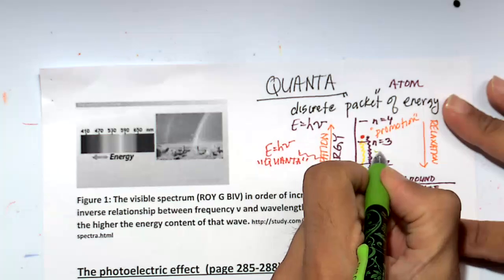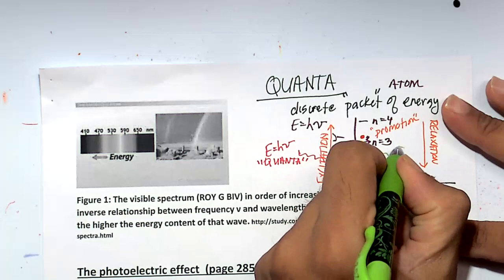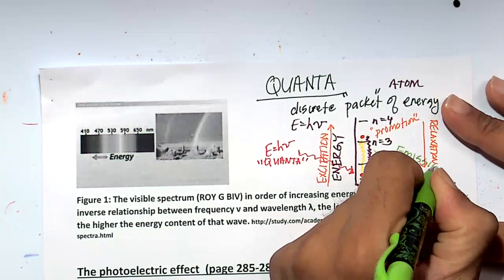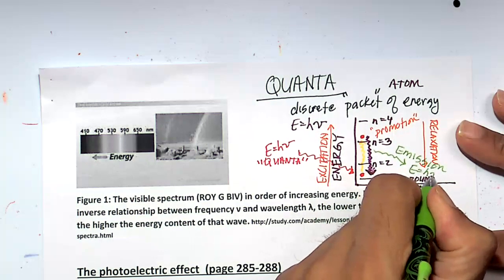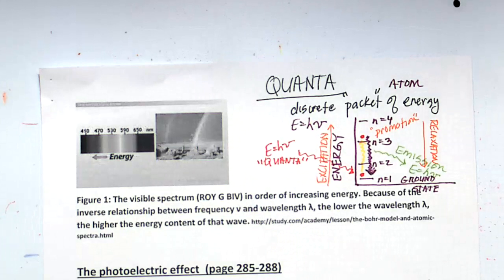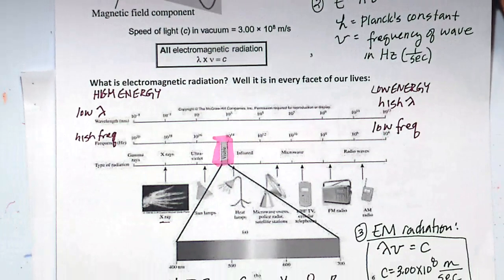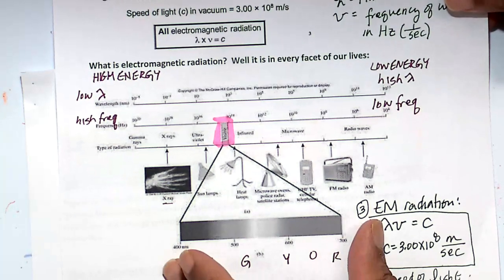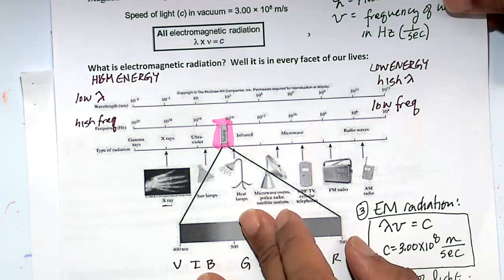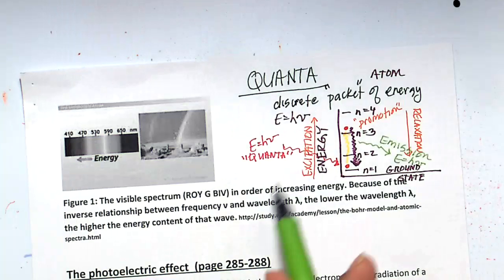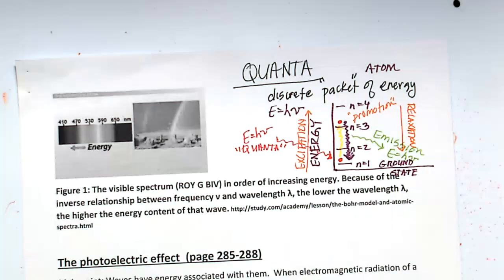It will emit. There is emission. Okay, emission. And what form of energy will it emit? It will emit energy in the electromagnetic spectrum, either visible, UV, or microwave. So after excitation, as it relaxes back down, you have emission, and the emission is part of the electromagnetic spectrum.